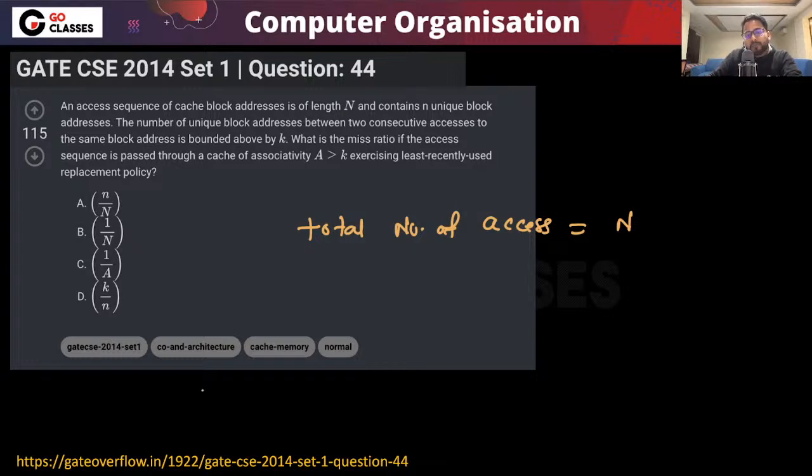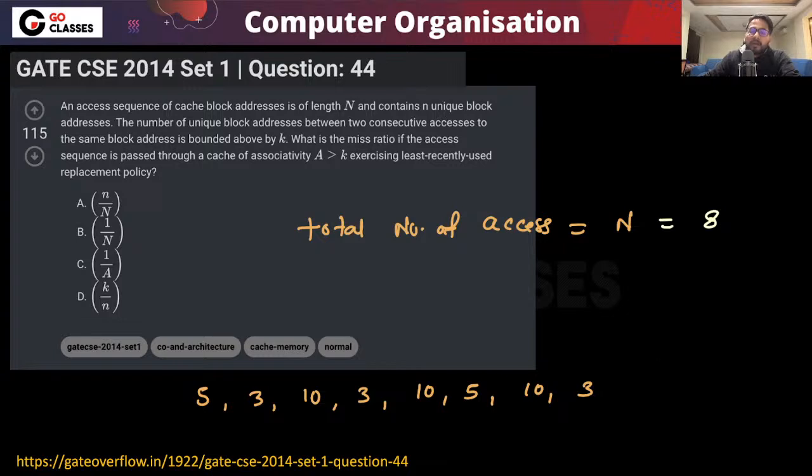Let's suppose this is block number 5, then you are accessing block number 3, then block number 10, then again block number 3. Okay, it can happen, right? Then you are accessing block number 10, then block number 5, then again block number 10, then again block number 3. So tell me how many total accesses you are doing. 1 2 3 4 5 6 7 8. So they are saying in total you are accessing 8 blocks.